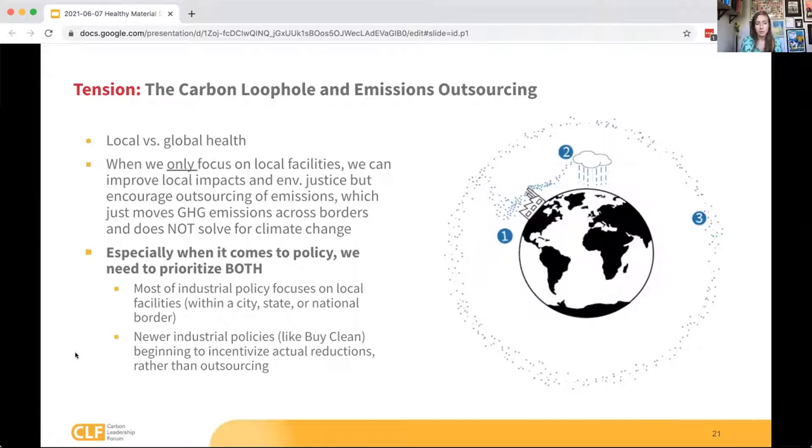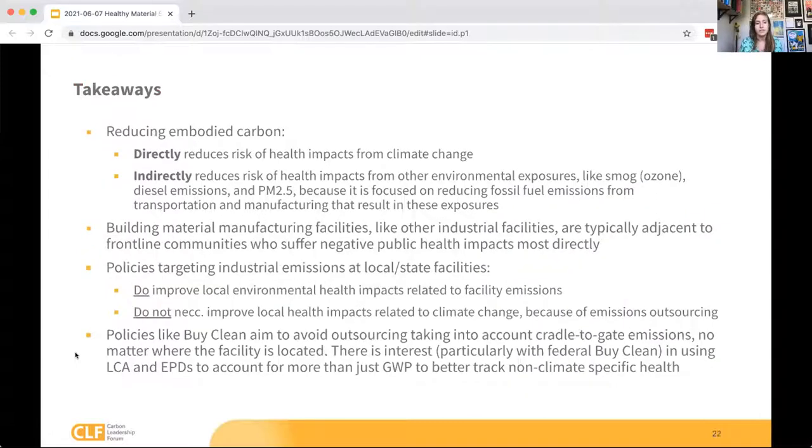Newer industrial policies like BiClean are starting to look at that, and they definitely have a far way to go in terms of being able to address both at the same time. So my takeaways are, first, that reducing embodied carbon can directly reduce the risk of health impacts from climate change, and it can indirectly reduce the risk of health impacts from other environmental exposures like smog, diesel emissions, and PM2.5, because it focuses on reducing fossil fuel emissions.